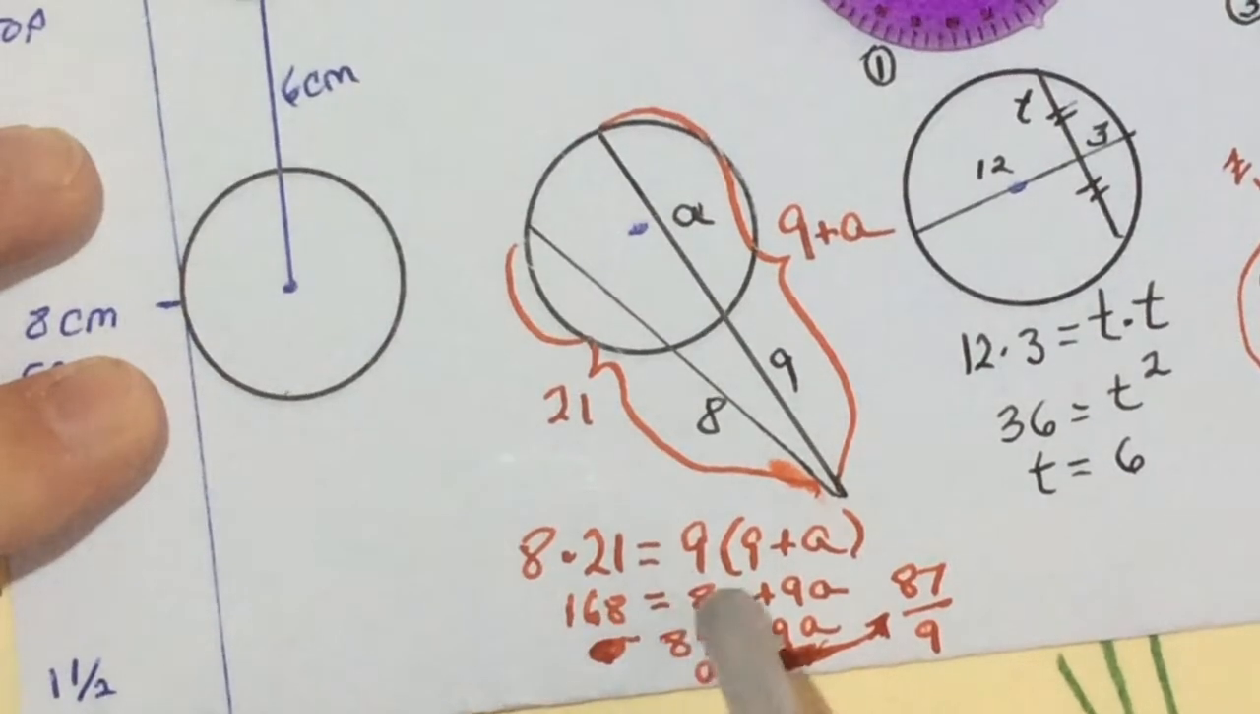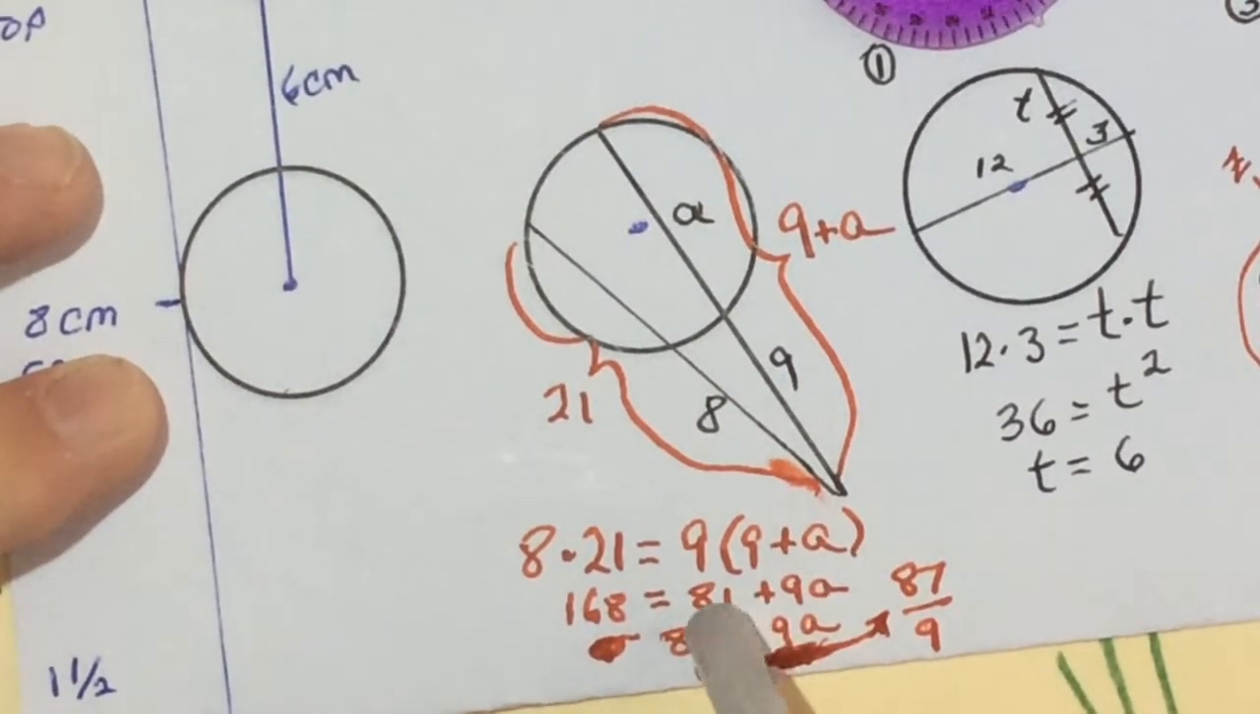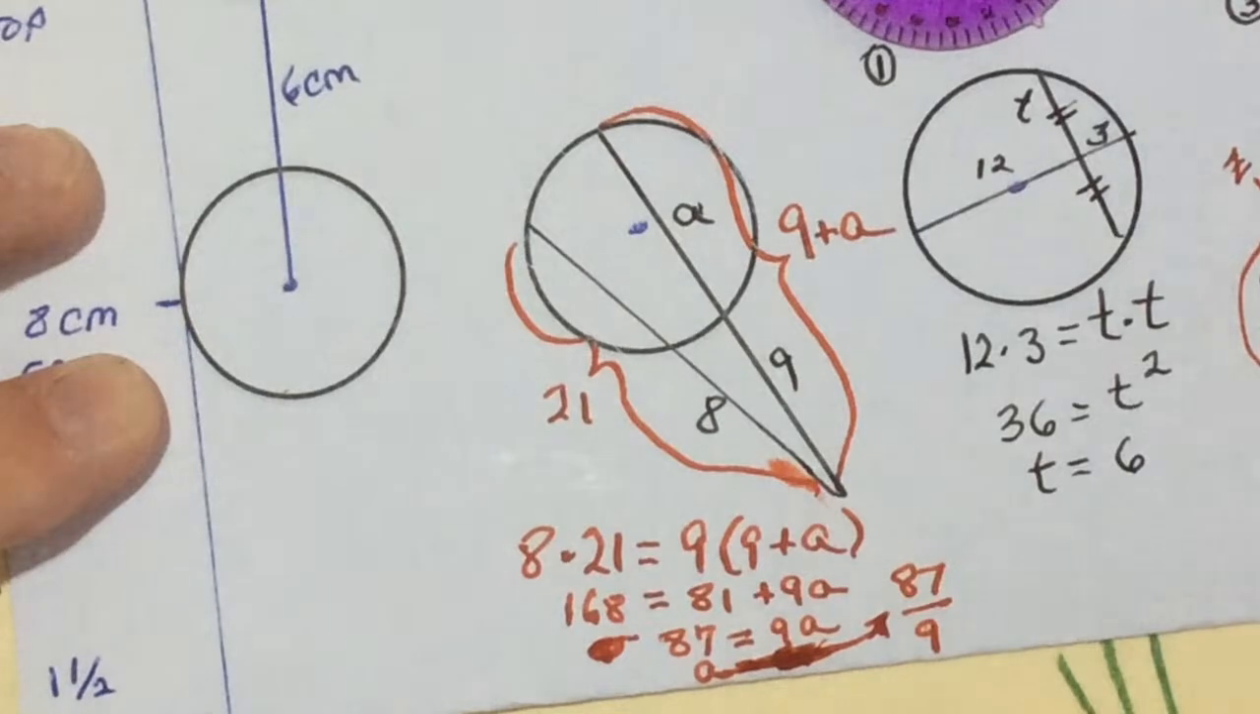Multiplied here and got 168. Used the distributive property here and got 81 plus 9A. Subtracted 81 from both sides and got 87 is equal to 9A. Then tried to add one more line here at the bottom and didn't have enough room. So I'm moving over here. If I divide both sides by 9, I get 87 over 9 is equal to A. And I'm done. That's all you have to do.